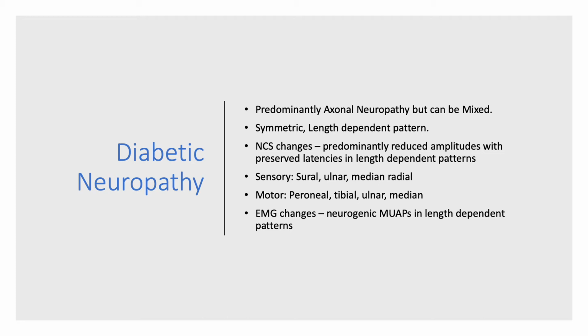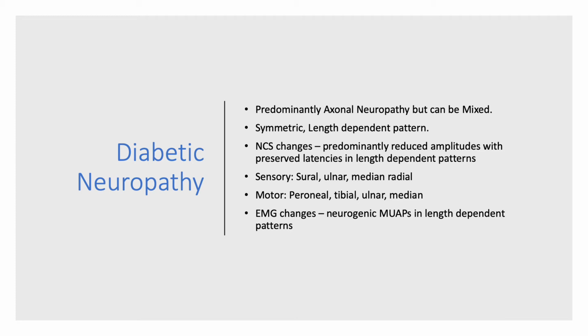And EMG changes are also noted in a length-dependent pattern. We will see neurogenic motor unit action potentials in the distal muscles compared to the proximal muscles, which will have long duration polyphasic units and long amplitude also depending on the chronicity of the disease process.